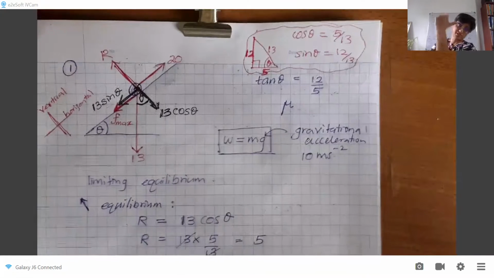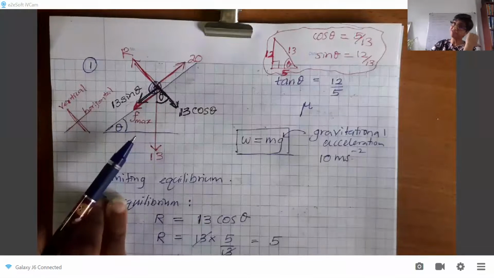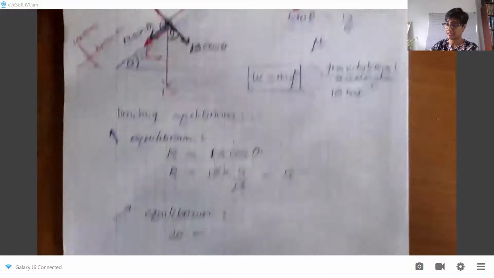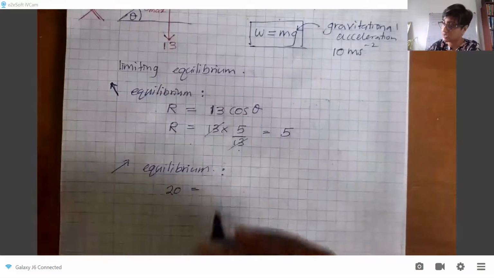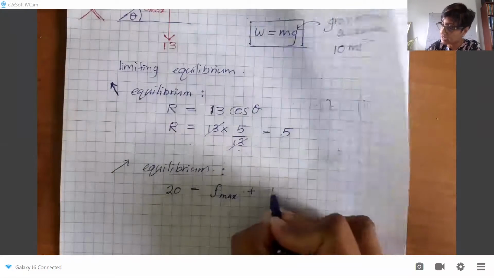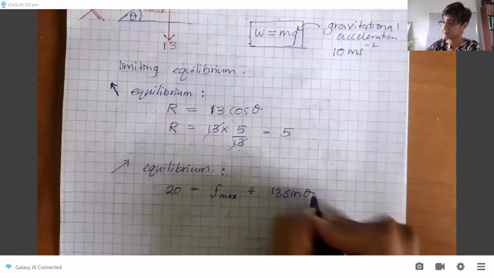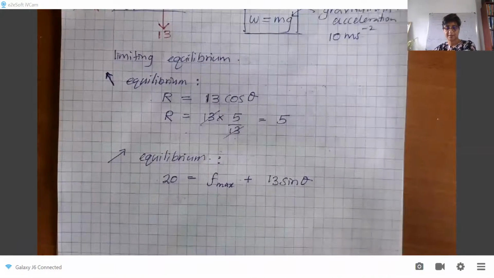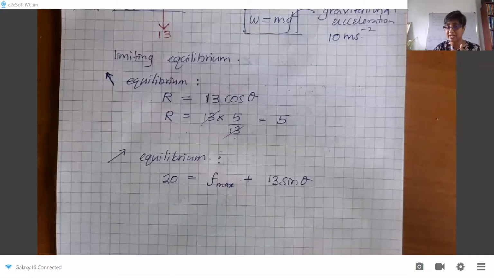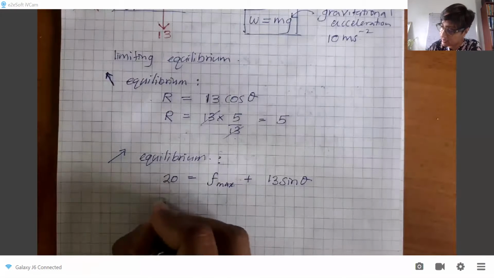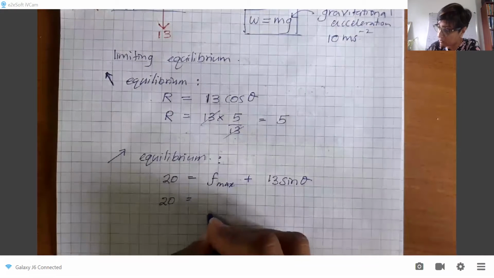I have two forces acting to the left, that is F max and 13 sine theta. So I can say 20 is equal to F max plus 13 sine theta. Now this is where I'm going to get mu in it. I know F max can be written as mu R. So in the next line, let me write F max as mu R.